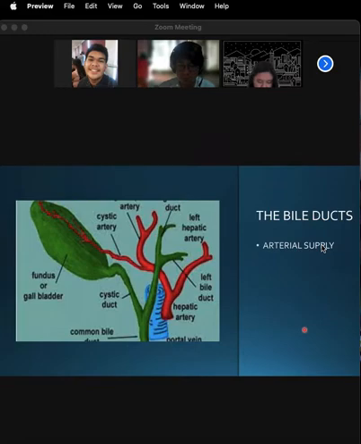As to the arterial supply of your bile ducts, most of these come from the gastroduodenal arteries, and some would come from the right hepatic artery.